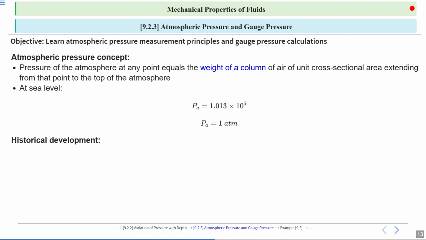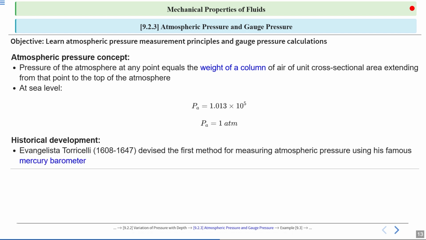Historical development. Here, Torricelli, an Italian physicist and mathematician, 1608 to 1647, was the first to measure atmospheric pressure. By observing the height of the mercury in a tube, he could determine the atmospheric pressure.